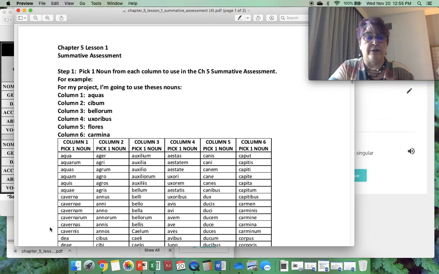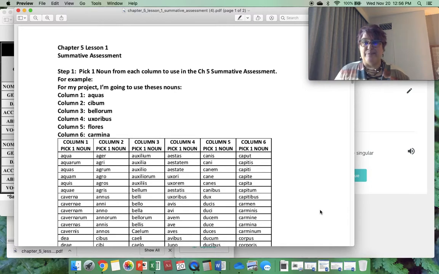You could take one row, like I could go down here and I could pick this row, Cavernae, Ani, Bello, Awis, Ducus, and Carmen. And I could use that row. I can just pick from wherever. I could do Cavernas and Auxilio and Agrum, and then I could come down here and pick Awibus. I don't know why, because I like the look of them.